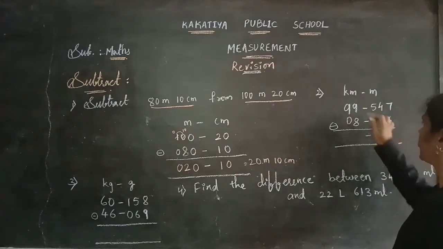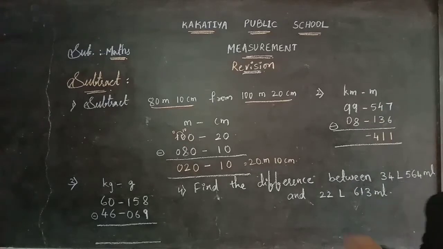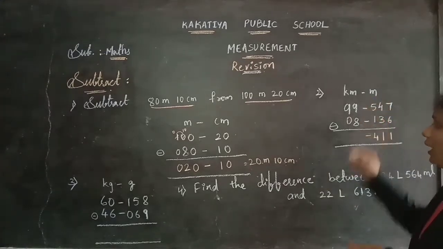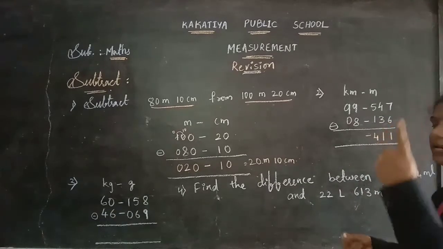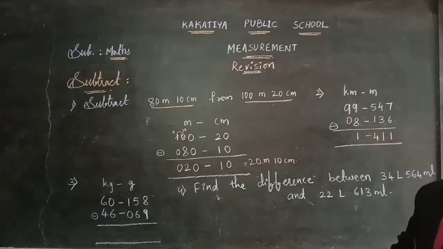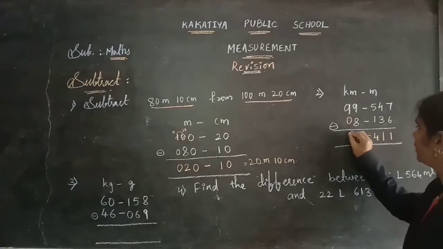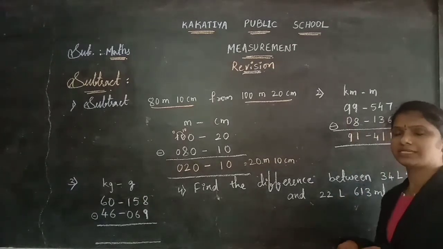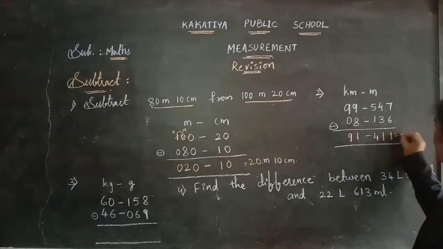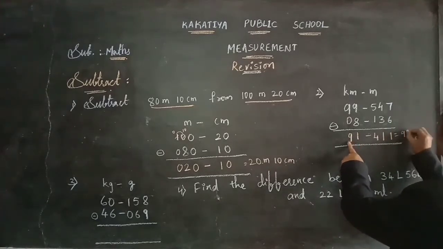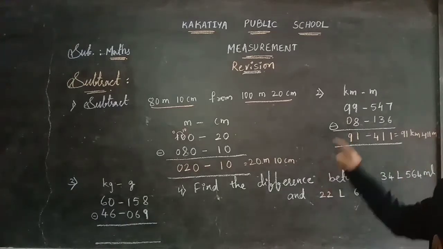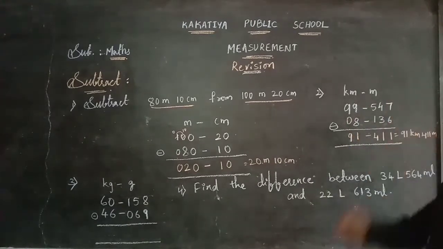So 4. Now 8 minus 9, or else you can start counting from the down number. 8 after 9, so 1 number I require. So 1. And 9 minus 0 is 9 itself. Why? Because any number minus 0, you get the number itself. So the final answer is 91 kilometers 411 meters.